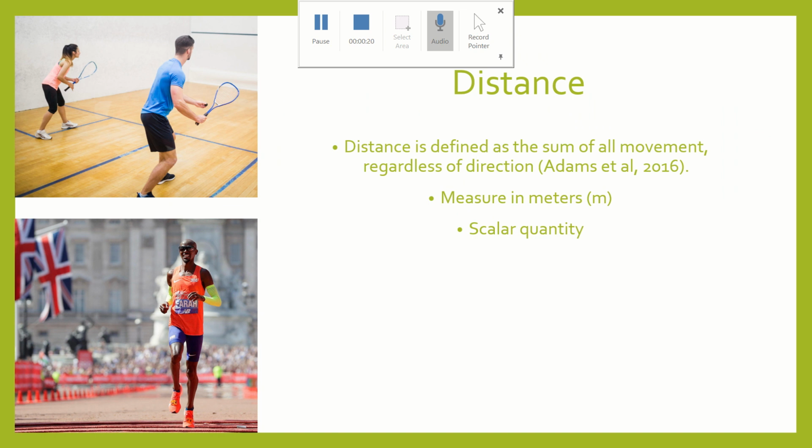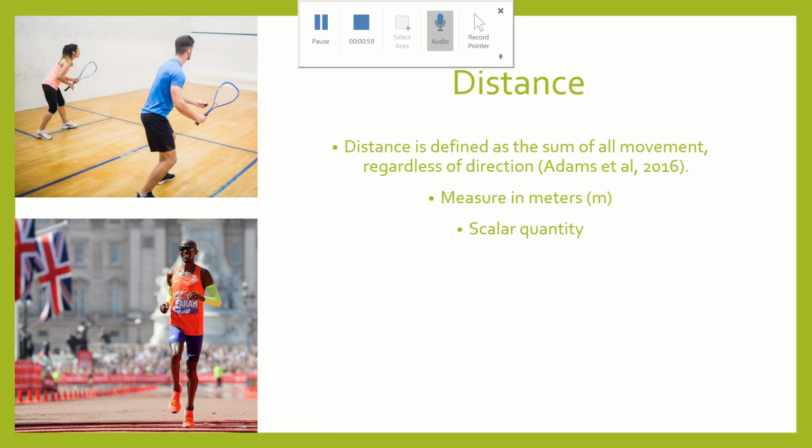Distance is defined as the sum of all movement, regardless of direction. This means that distance is a scalar quantity because it only has a magnitude and is measured in meters. An example of distance is the route a marathon runner takes, as a value which is 26 miles. However, running a distance of 26 miles does not mean that they must run 26 miles away from the starting point. If the athlete were to run 17 miles and then turn around and run the remaining 9 miles, they would still have run a distance of 26 miles, despite not running 26 miles away from the starting point.